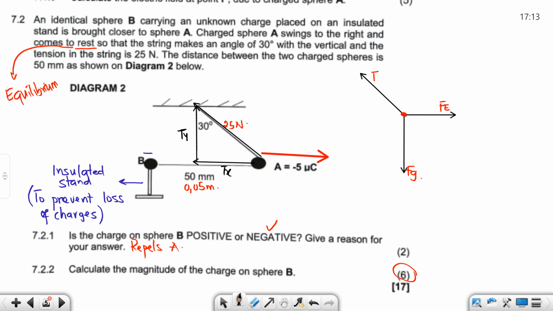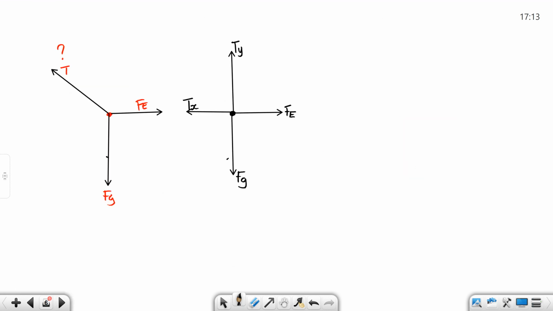The side opposite. If I'm using 30, which side is opposite 30? TX. Just use what? Sine. You remember sine is what? Opposite over hypotenuse. So whichever angle you want to use, the side opposite that angle, use sine. So my TX is going to be T sine theta. This will be T cos theta.